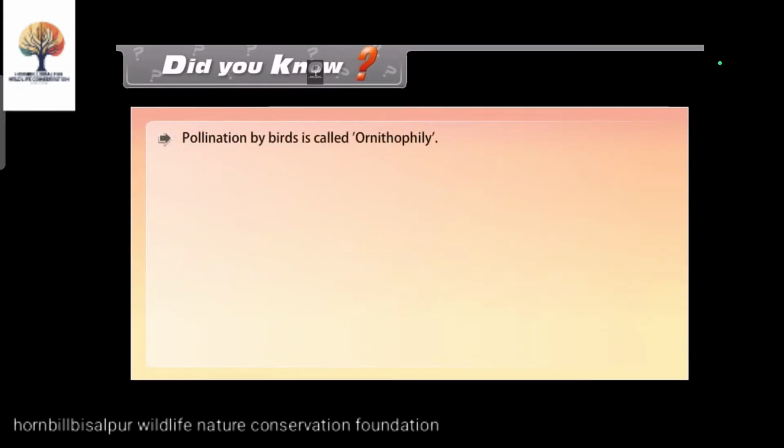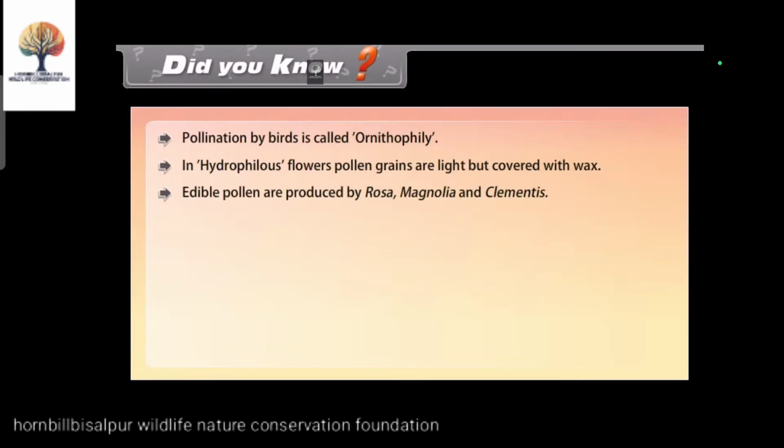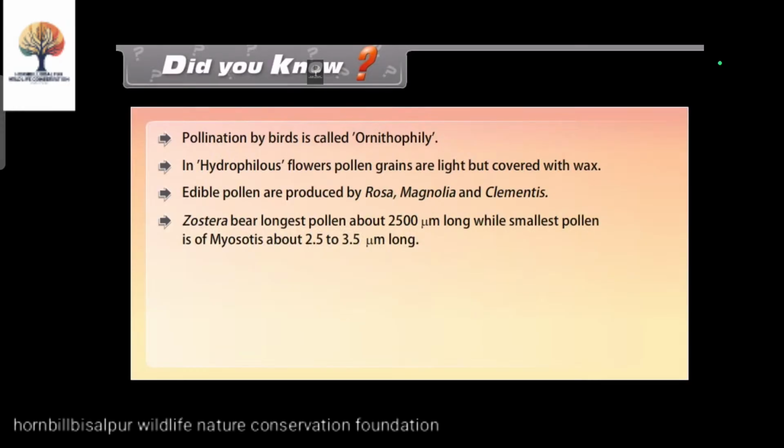Did you know pollination by birds is called ornithophily? In hydrophilous flowers, pollen grains are light but covered with wax. Edible pollen are produced by Rosa, Magnolia, and Clematis. Zostera bears the longest pollen, about 2500 μm long, while the smallest pollen is of Myosotis, about 2.5 to 3.5 μm long. Erythrina is pollinated by crows and squirrels.